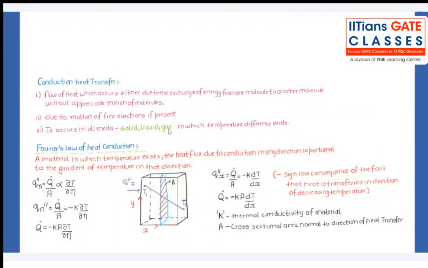If you look at the molecular level at how the energy is getting transferred via conduction, the flow of heat occurs due to the exchange of energy from one molecule to the other molecule. These molecules don't move appreciably about their mean position. They are moving slightly about the mean position, but there is no bulk motion of the molecules. One molecule which has a higher energy, because of the collision, transfers that energy to the other molecules. And that's how the energy gets transferred from one end to the other end. Also, the energy can be transferred due to the motion of free electrons.